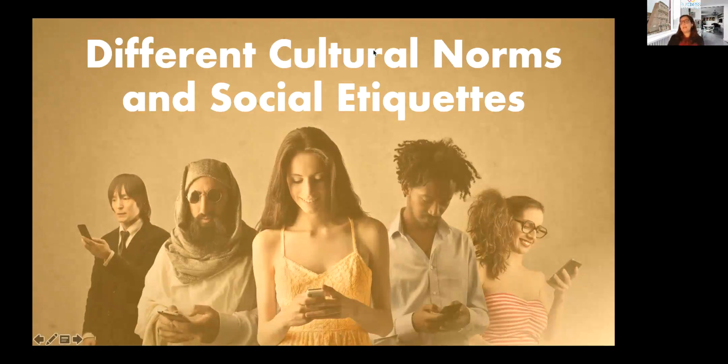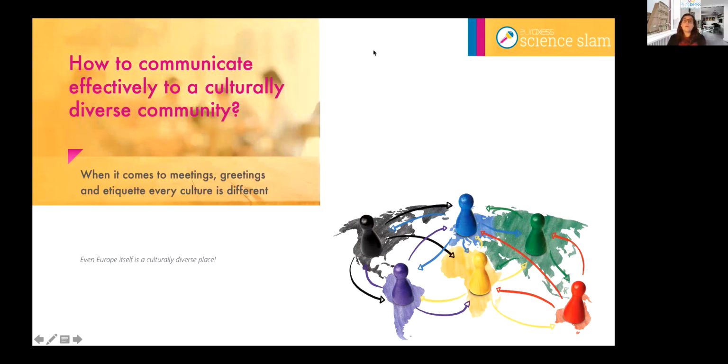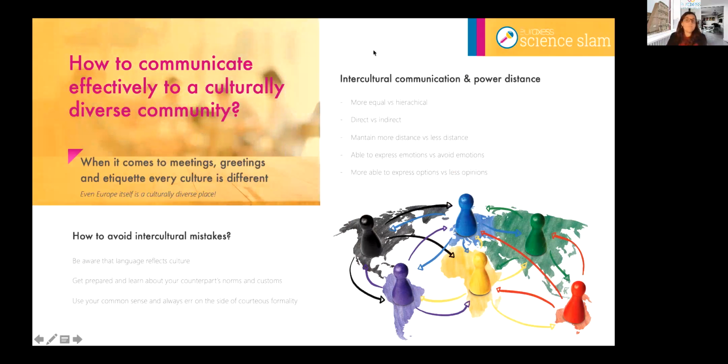Different cultural norms and social etiquettes. These are things that we face when interacting with international partners, because every community has a different way of interrelating, and this is reflected in business and work meetings, in greetings, and in everyday life etiquette. Think that even Europe itself is quite a culturally diverse place.